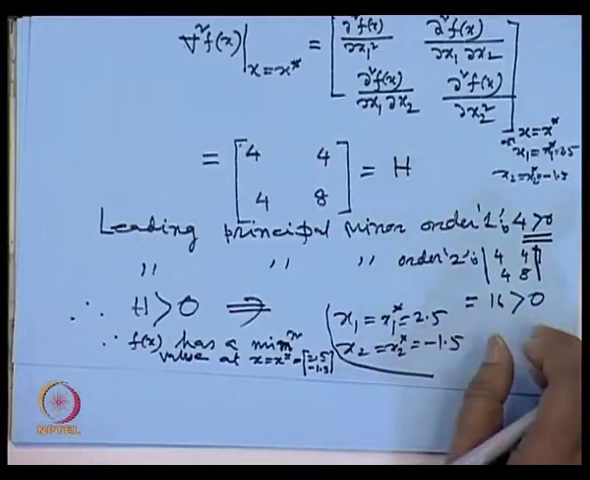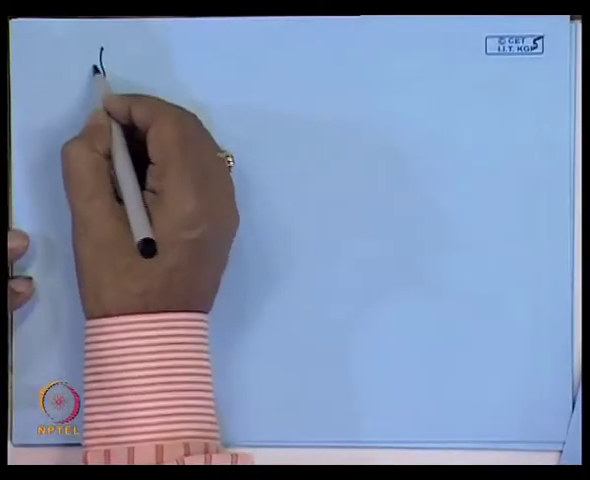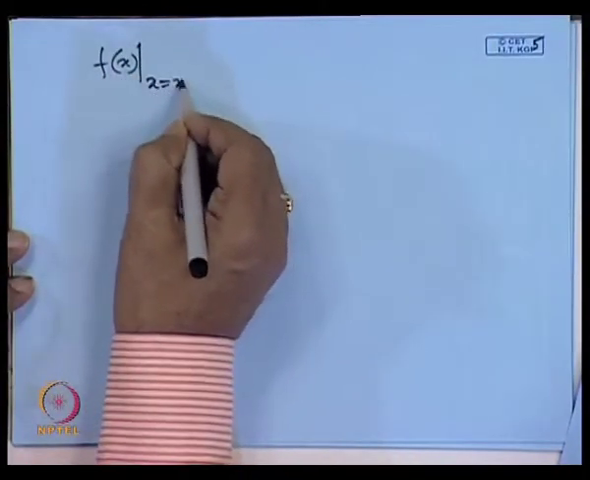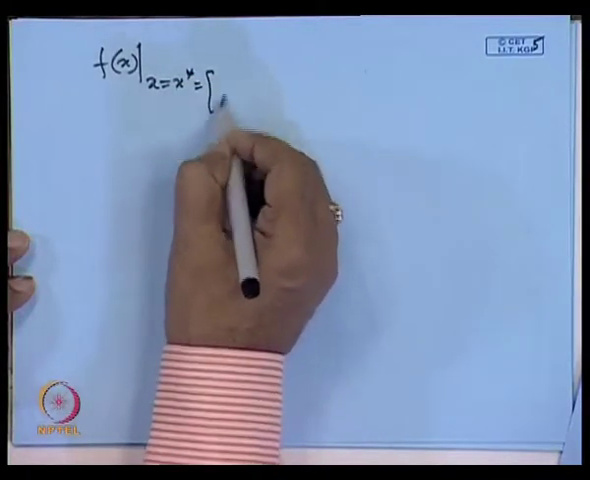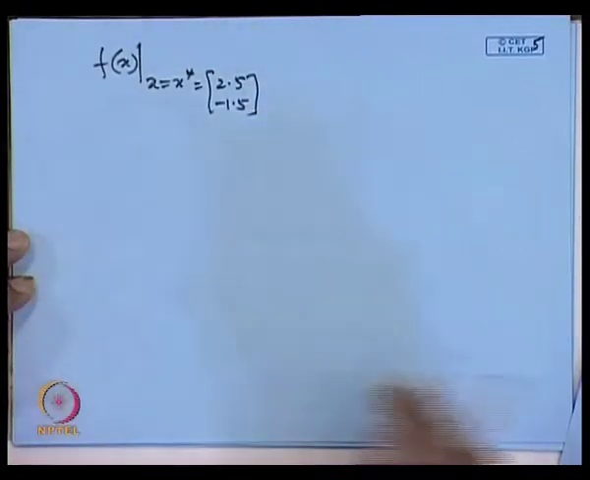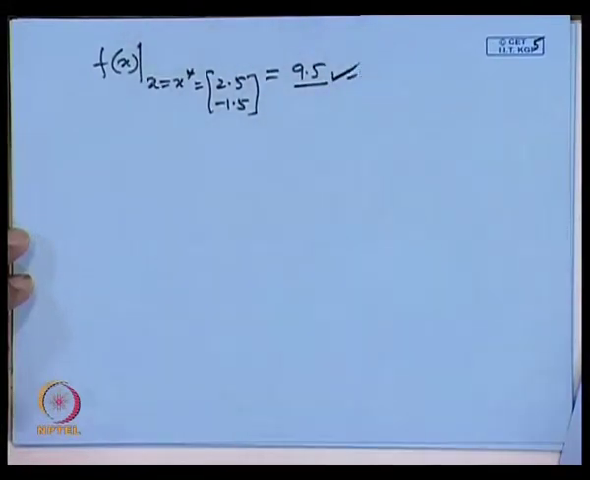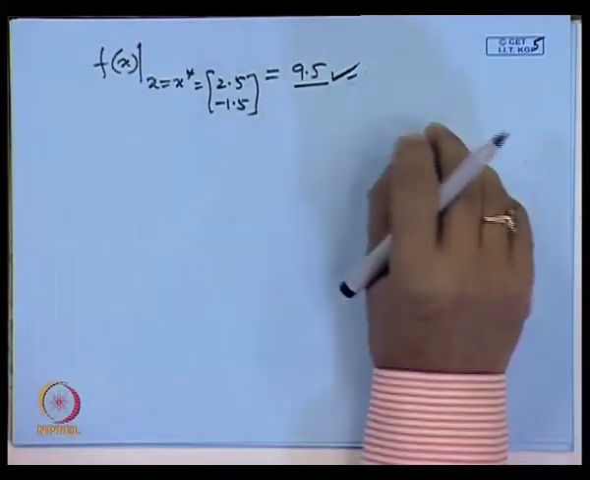And its value, if you put this value in that expression for the function, you will get f of x at x equal to x star, which is 2.5, minus 1.5. This is the stationary point we got earlier. That value we will get is 9.5, please check it. Okay. So, we now know how to find the local optimum of a function of more than one variable, or multivariable functions of dimension n, where local optimum means local minimum and local maximum value of the function.